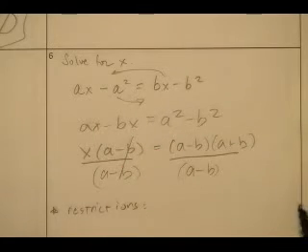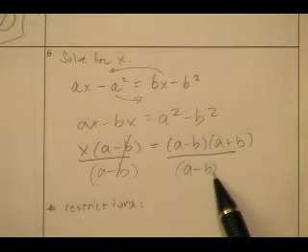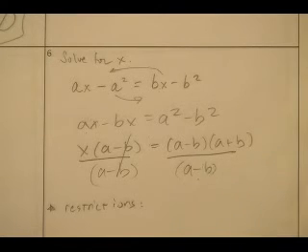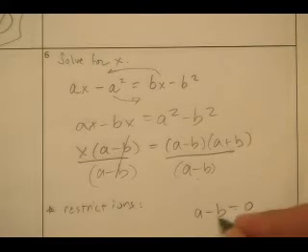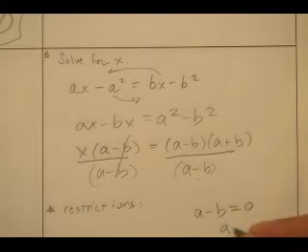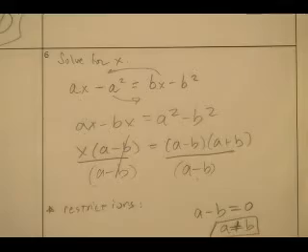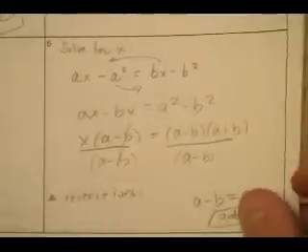But wait a minute. In any step of an equation or anything you're doing, if you're ever dividing by variables, you have to restrict them. So when does a minus b equal 0? Well, if I add b to both sides here, doesn't that happen when a equals b? And if it happens when a equals b, there's my restriction. a just can't be b, and it can be anything else but b. Nice.